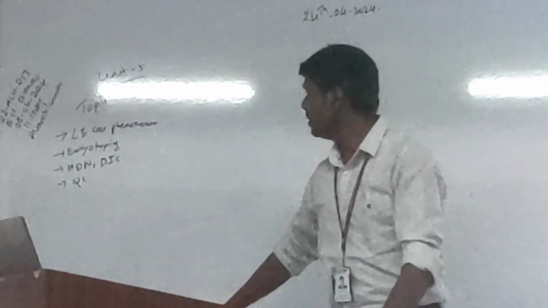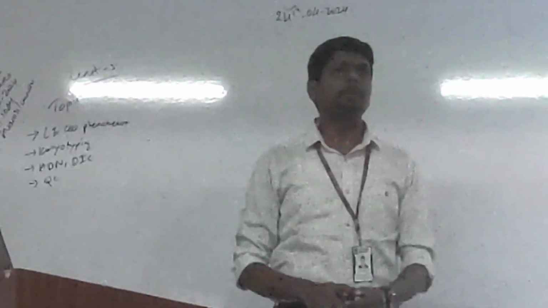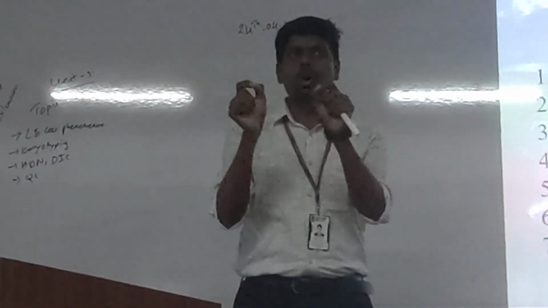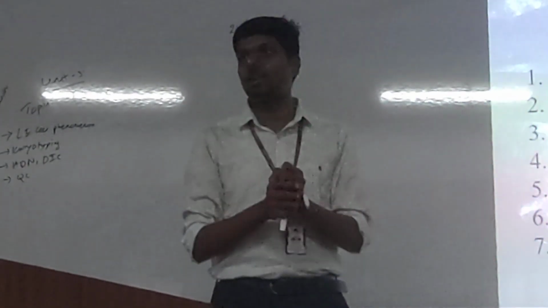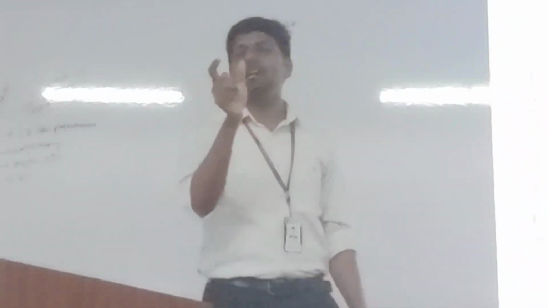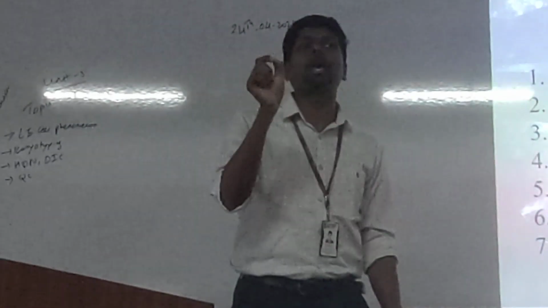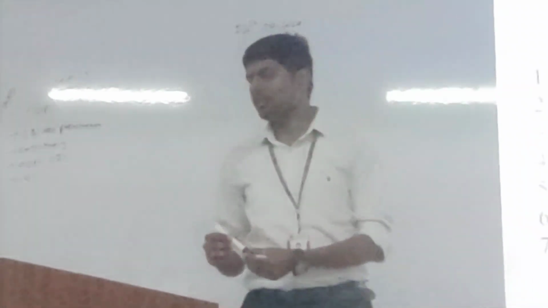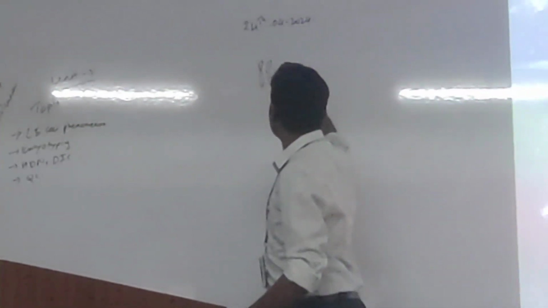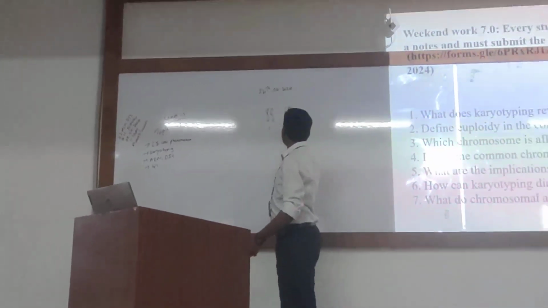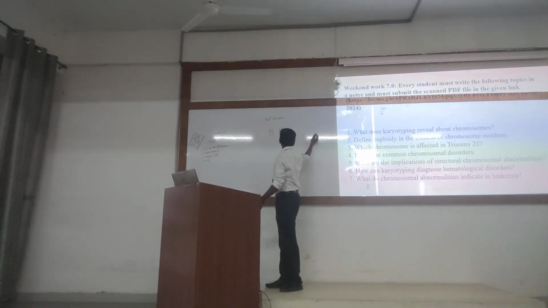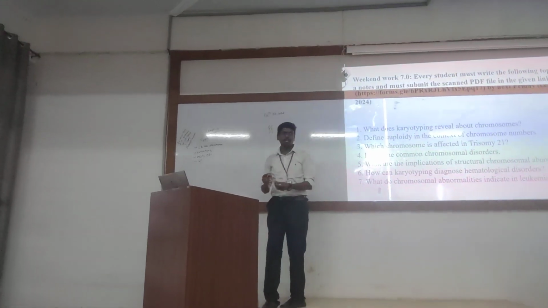So what is the meaning of karyotyping? Counting of the normal set of chromosomes in a cell is called karyotyping. In karyotyping, we are counting in terms of pairs. How many pairs of chromosomes do we have? We have 23 pairs of chromosomes. So pair 1, pair 2, up to 23. So pair 23 will be your X and Y.